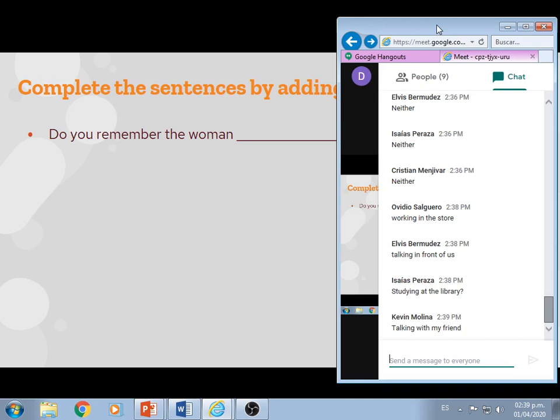Yeah, remember in this case we're using reduced clauses, yeah? Instead of having, do you remember the woman who was studying at the library? Do you remember the woman who worked in the store? So what we're doing is reducing these clauses and then adding the information by having an ing form.